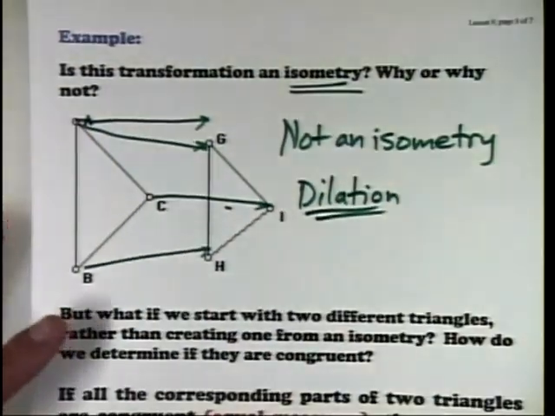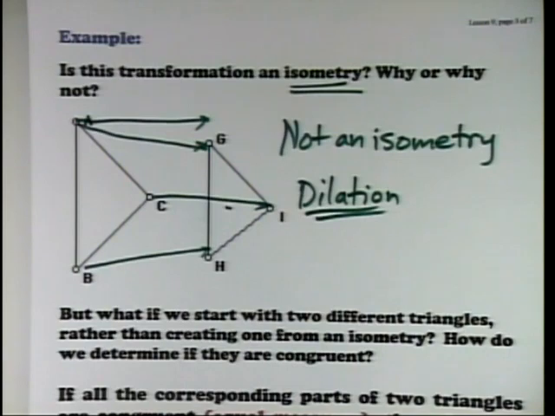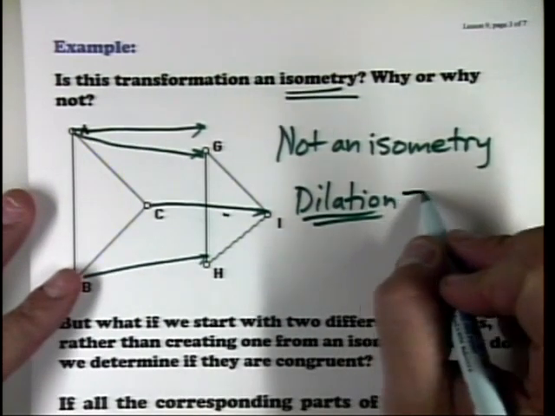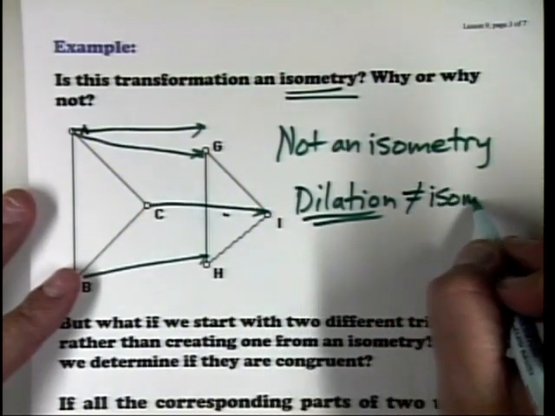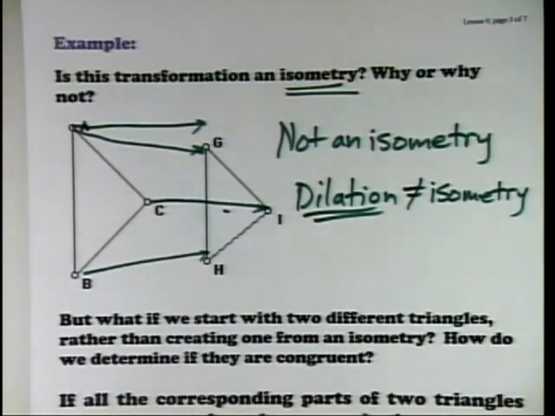A dilation is kind of like when you get your eyes dilated. It stretches by the same factor. So a dilation is kind of a stretching or shrinking of the triangle, and it changes the size. And a dilation is not an isometry. It's a different type of transformation, but we're not going to be looking at those for congruent triangles.